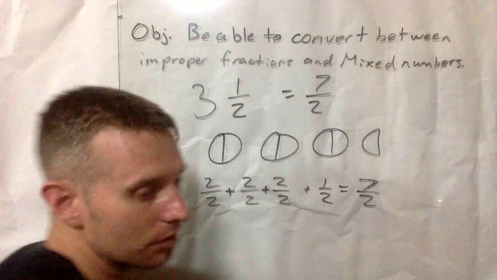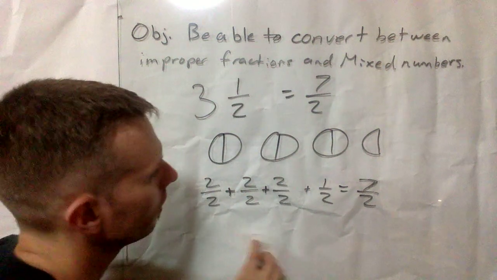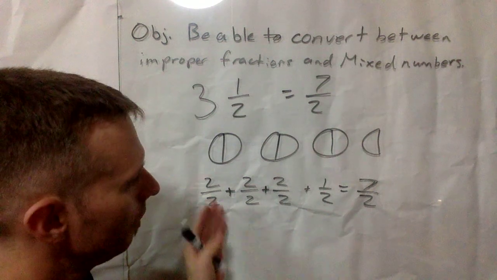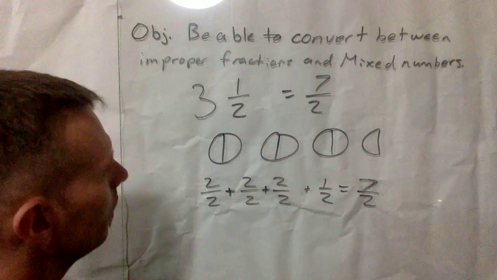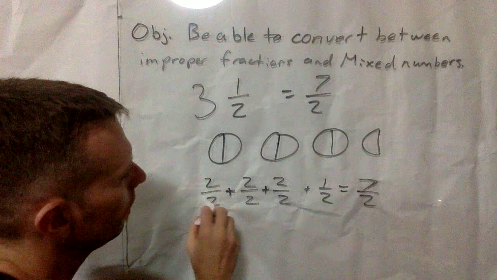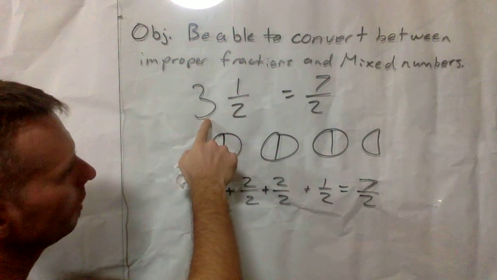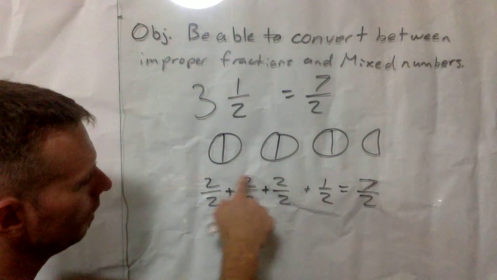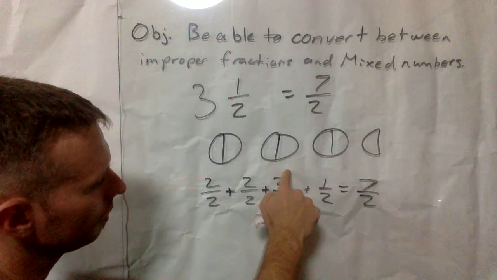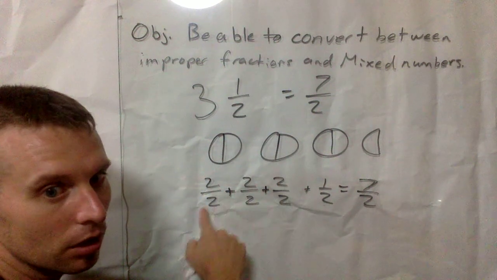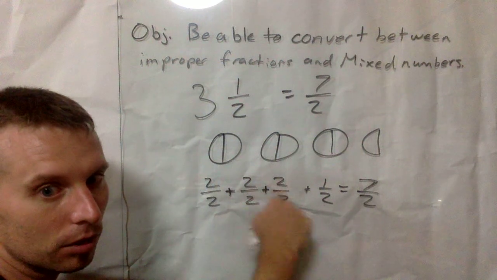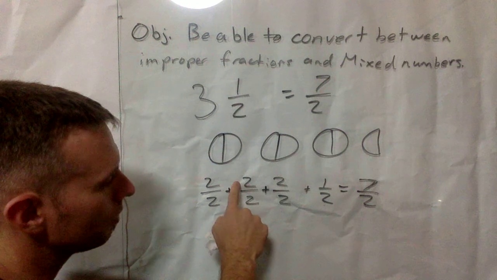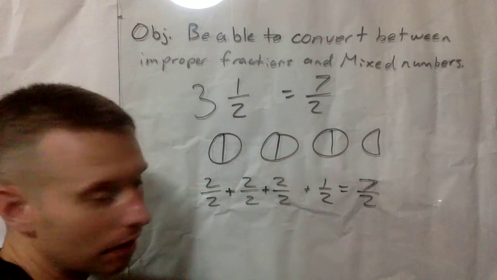All that is visual just to show what's going on here. If you want to do the fast way, or the way in your head, what I would recommend is showing that this is 3 wholes: 1 plus 1 plus 1 is 3. If you show that in halves, that's 2 halves plus 2 halves plus 2 halves plus 1 is 7 halves.